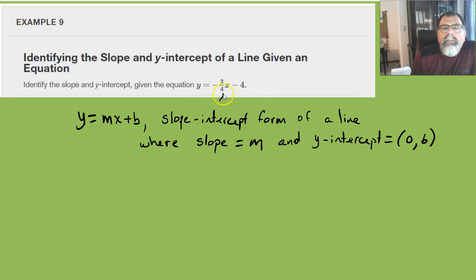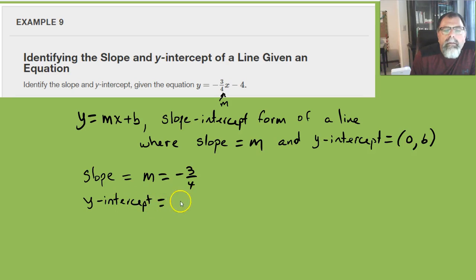The slope, that's your m, slope. So it's negative 3/4. And then our y-intercept is going to be 0. Then if you put in 0 here, that goes away. This is going to be your b, which is the y-coordinate of the y-intercept. So it'll be negative 4. All right, and that's it.